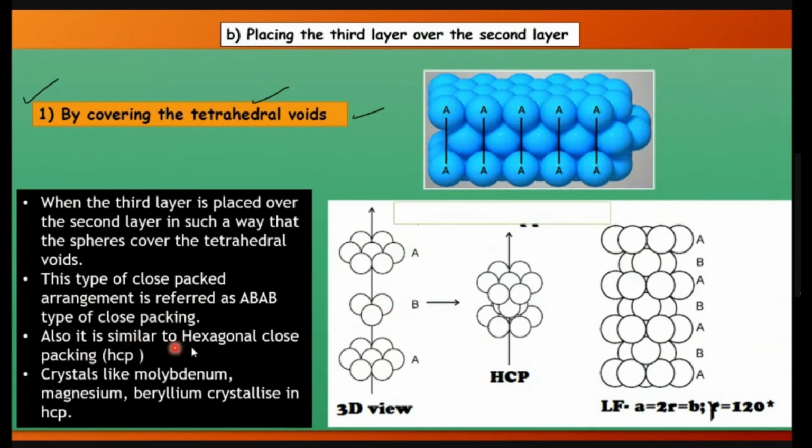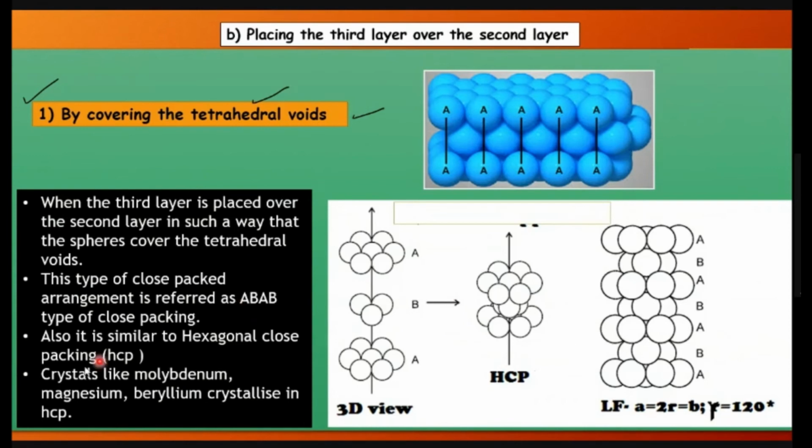So here also it is similar to hexagonal close packing. When you spread out all these, 7 atoms above, 7 atoms below and the 3 atoms at the center, it exactly looks like hexagonal close packing, HCP. That's why it is called HCP. Which crystals show HCP kind of arrangement? Molybdenum, magnesium and beryllium crystallize into hexagonal close packing.